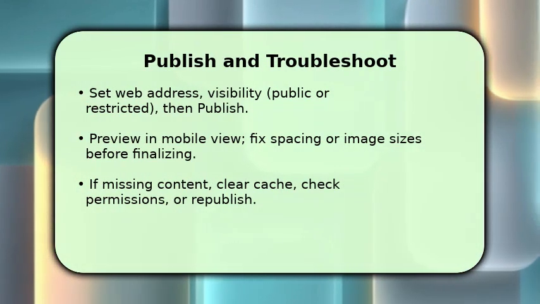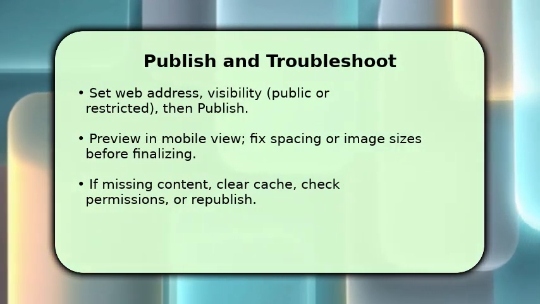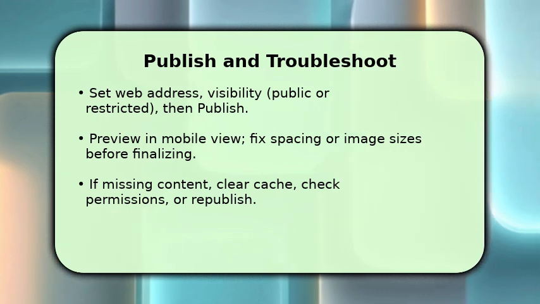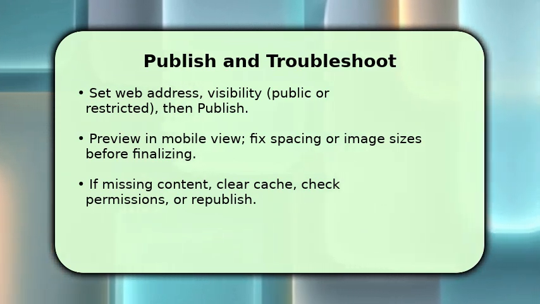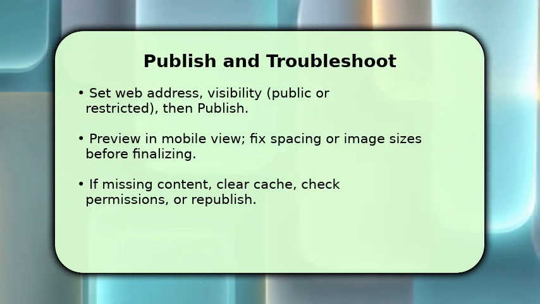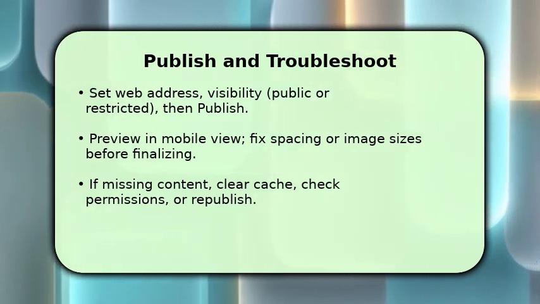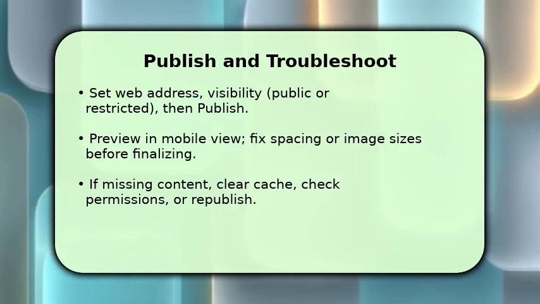You're almost done. Tap Publish, choose a site address, and set who can view it, anyone with the link or specific people. Once published, use Preview to view the site in mobile mode and check spacing, fonts, and image scaling. Adjust sections or image settings if things look off.